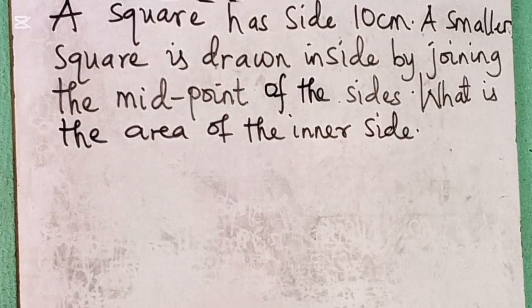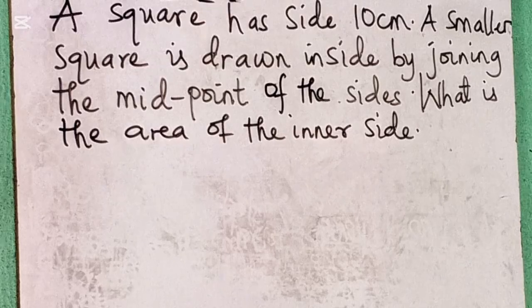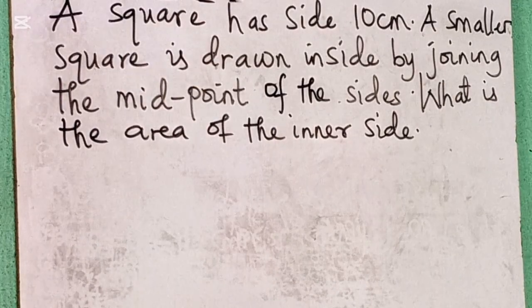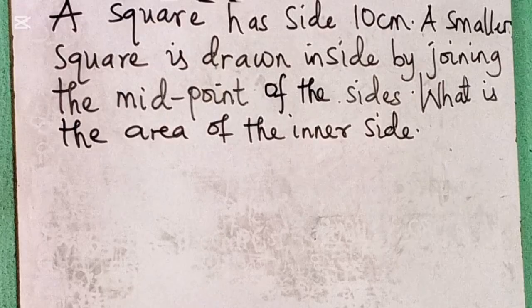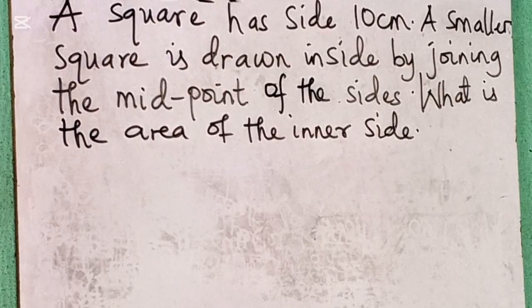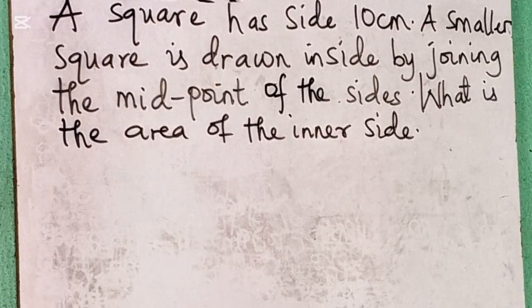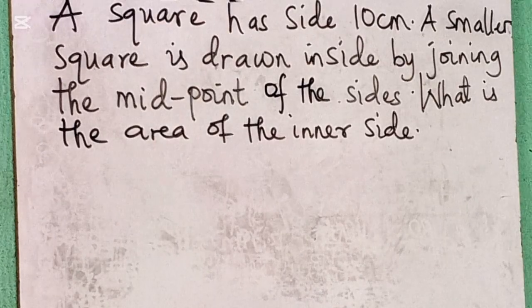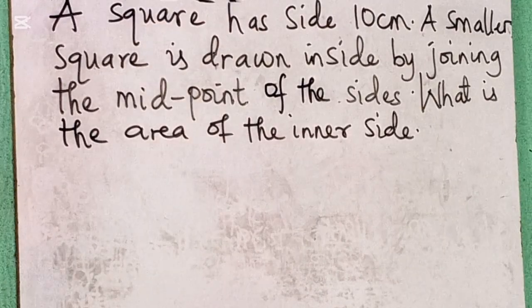Today we shall be looking at mathematics. Now we have a question on the board. It reads, a square has side 10 centimeter. A smaller square is drawn inside by joining the midpoint of the sides. What is the area of the inner square? How do we solve this question? Let us go.